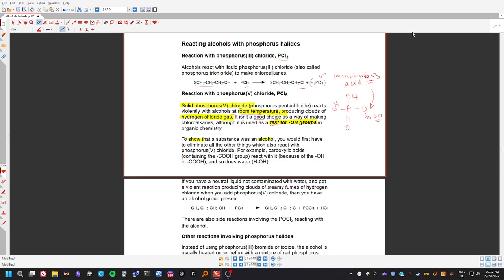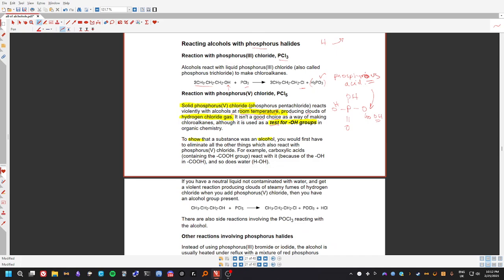So quickly, we're just going through removing your OH. You're going to turn your alcohol into a haloalkane, and you're going to do that with your phosphorus halides rather than your hydrogen halides, as we did in the haloalkanes.